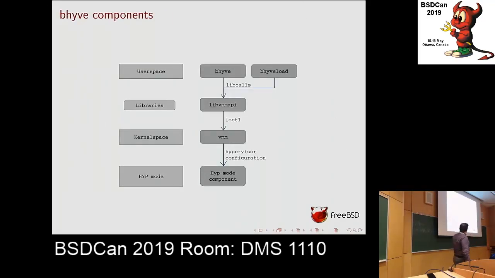Okay, let's dive a little into Bhyve. In Bhyve we have multiple levels. We have the user space, where we have the bhyve executable and bhyveload, which is the loader, depending on what you are using. These two user space applications make system calls to the kernel space. In order to have a uniform way of calling the kernel space, a user space library was created, called libvmmapi, which exposes some interfaces. Those interfaces do ioctls to the vmm kernel module. And for ARM, we added this hypervisor mode component, running in hypervisor mode. This doesn't exist in Bhyve x86.